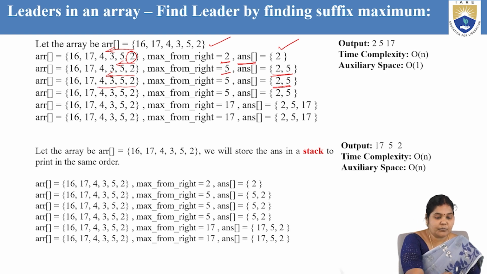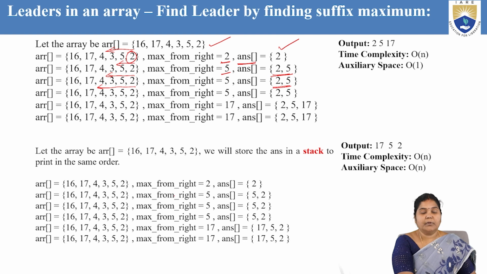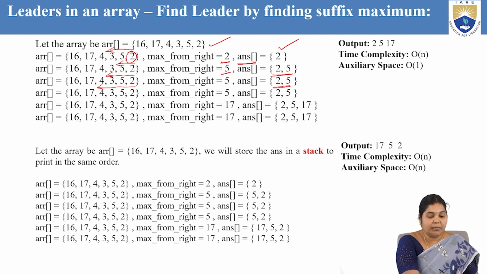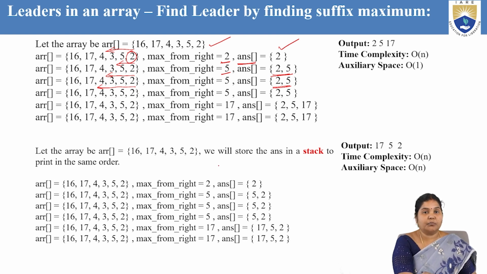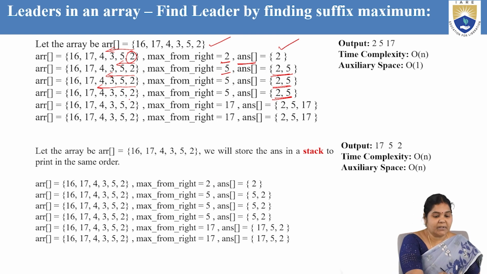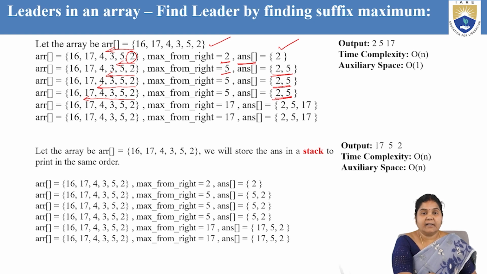Now consider 4. Towards its right, one bigger element, 5, is available. So 4 cannot be a leader, so we cannot write it in the answer. The answer array still contains only 2 and 5. Now the next element is 17. 17 is the maximum element because it is bigger than all the elements to its right: 4, 3, 5 and 2. So let us write 17 into the answer. So 2, 5, 17 are the leaders at present.